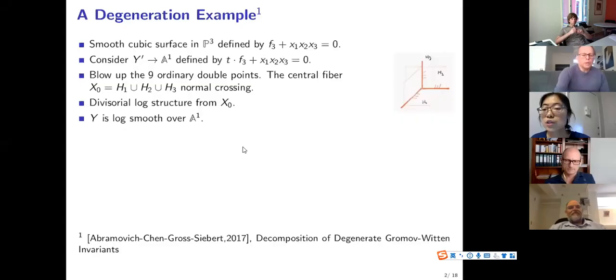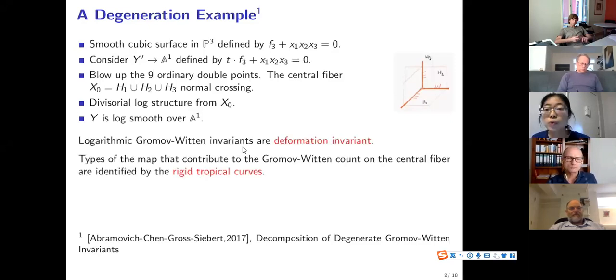What we get is actually log smooth over A1, and this will be the object we're trying to study now. The logarithmic Gromov-Witten theory provides a very nice theory to talk about the Gromov-Witten invariants on such log smooth space. And the cool thing about it is that logarithmic Gromov-Witten invariants are deformation invariant.